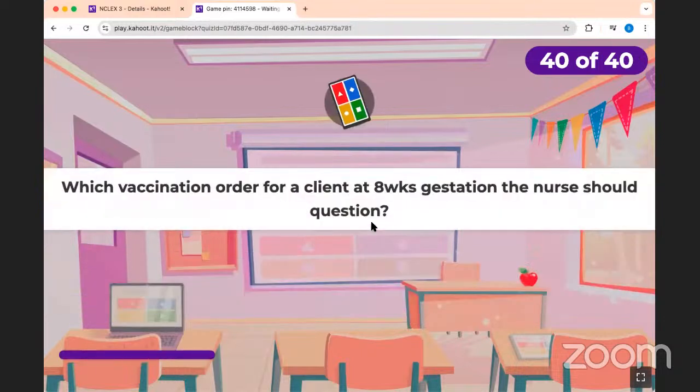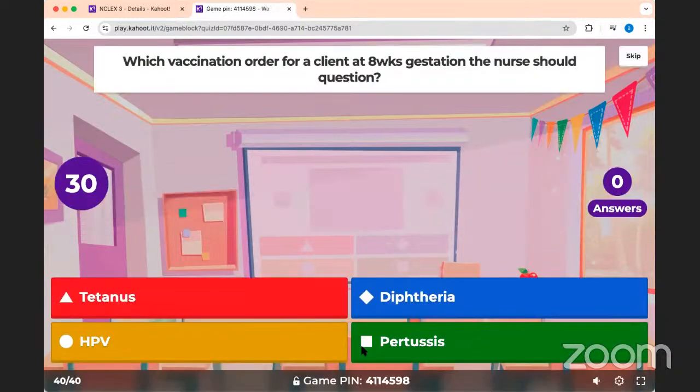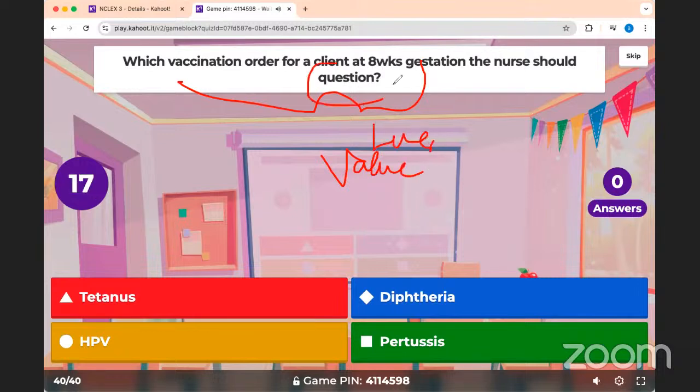And the last question: which vaccination is ordered for a client at 8 weeks gestation? The next question. Why did I ask this question? I can rewrite this question in a different way. Which of these is a live vaccine? Because I'm going to question it, because I know the lady is pregnant. And if I have to question it, it has to be a live vaccine. If I have to look at it, which one is a live vaccine? Then you pick your answer.